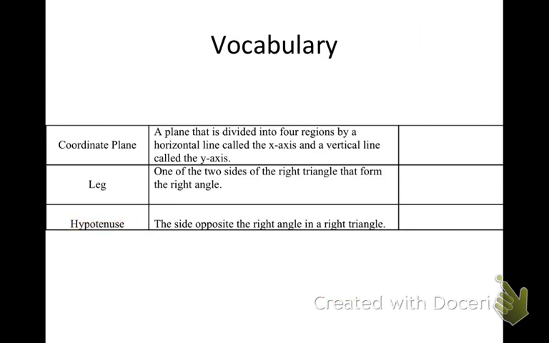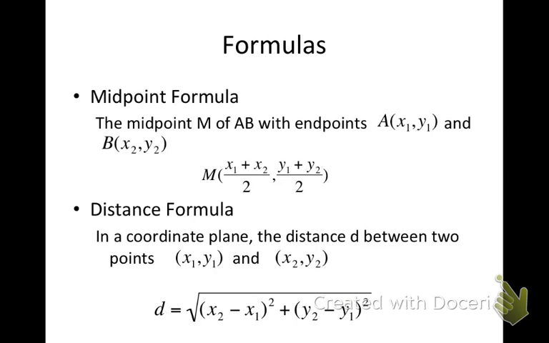All right. Okay, we have a couple formulas we need to know here. The first one is what is called the midpoint formula. Now, if you look at it, the midpoint formula says the midpoint M of AB with endpoints x1, y1, x2, y2 is x1 plus x2 divided by 2, y1 plus y2 divided by 2. It looks confusing. Think about it this way.